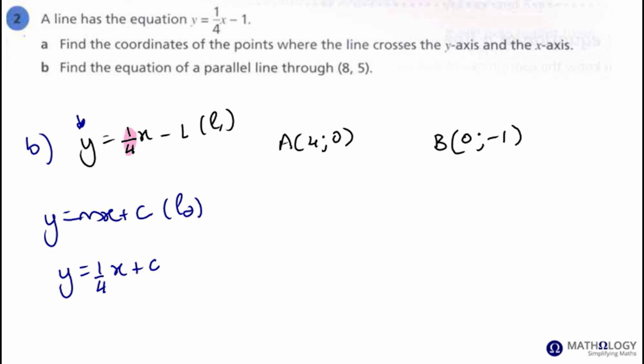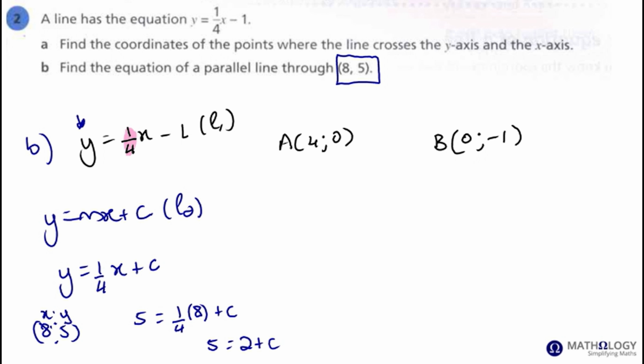Line 2 passes through the point (8, 5), so x is 8 and y equals 5. So 5 equals a quarter times 8 plus c. A quarter times 8 is 2, so 5 equals 2 plus c. Therefore c equals 3. So line 2 has the equation y equals a quarter x plus 3.